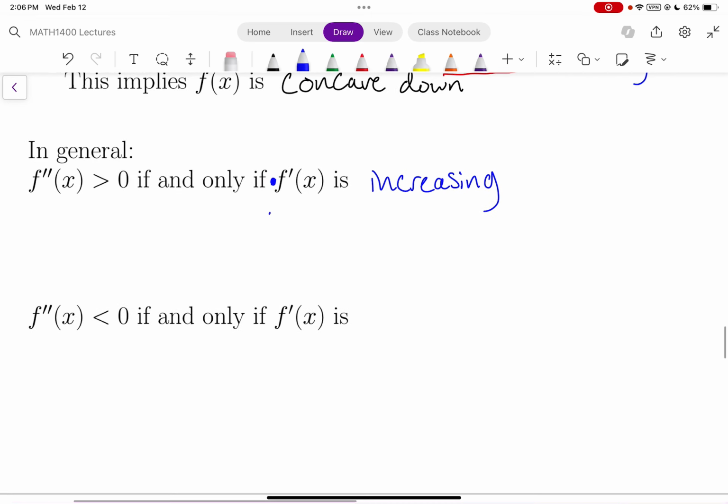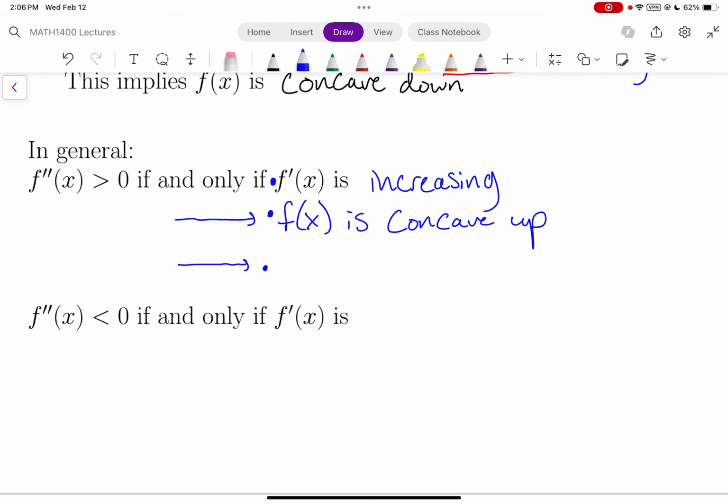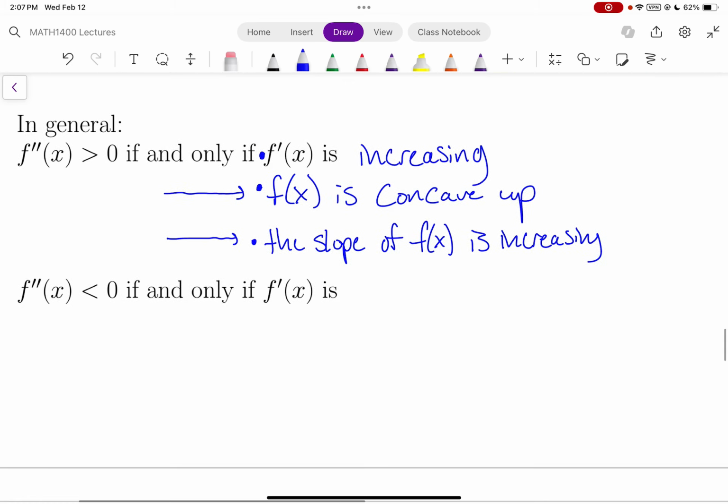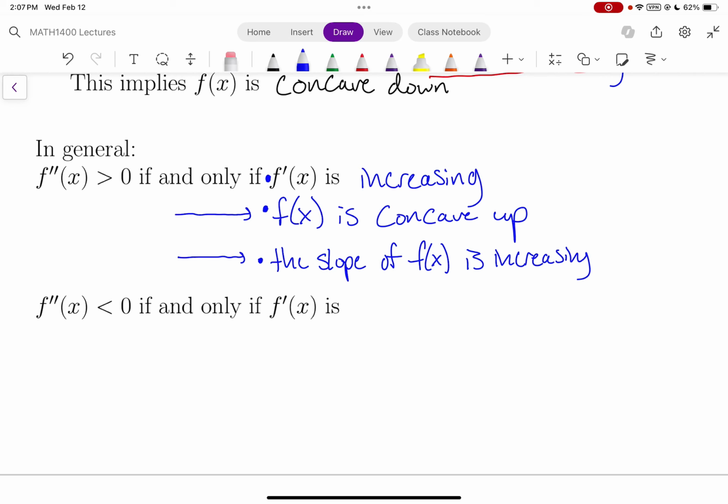And that is also true, if and only if f of x is concave up, right? We know that. And this is also, actually, excuse me, I'm going to write the slope of f of x is increasing. As we move left to right and we look at the graph, the slope of the function is increasing.